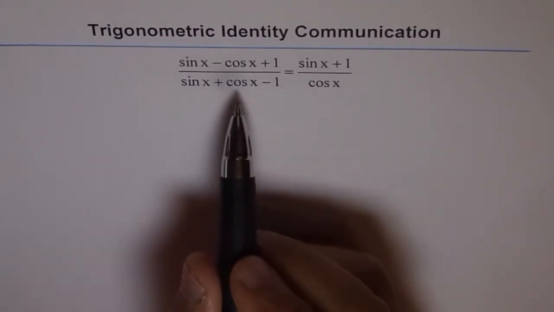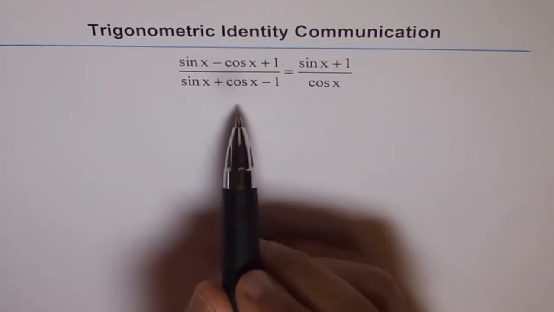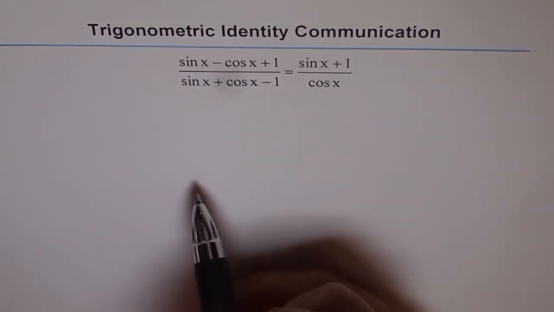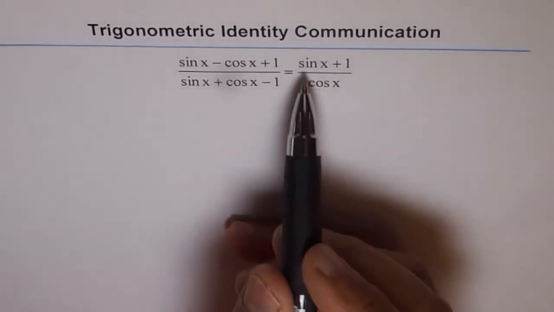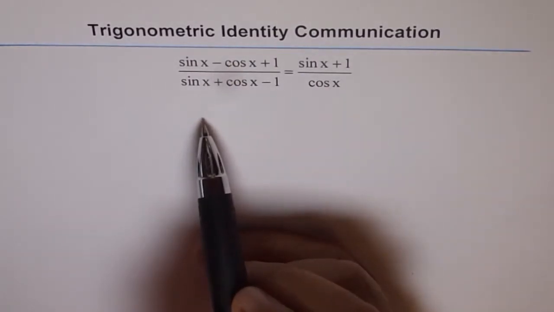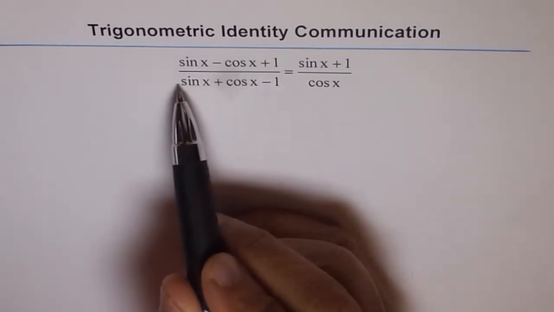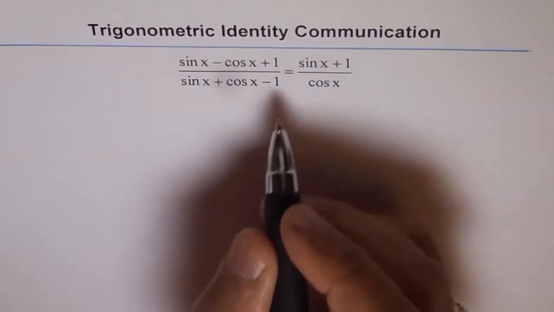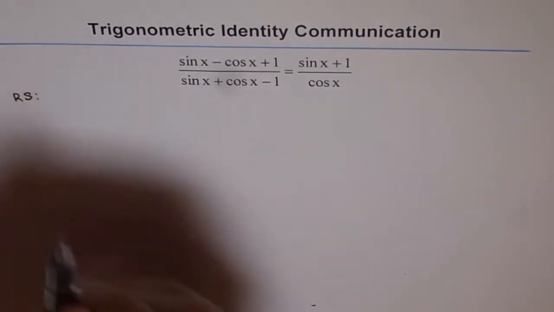Now, let's start with the left side, because the left side seems to be more complicated and it can be simplified to the right side. That could be one approach. But we could even start with the right side. If we start with the right side and we need the left side, what we can do is multiply and divide by one of these terms. So I'll show you a new approach here, starting with the right side this time.